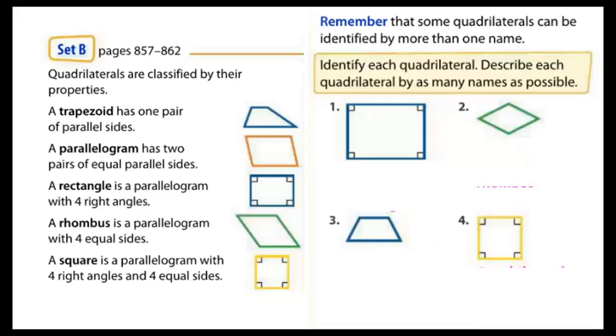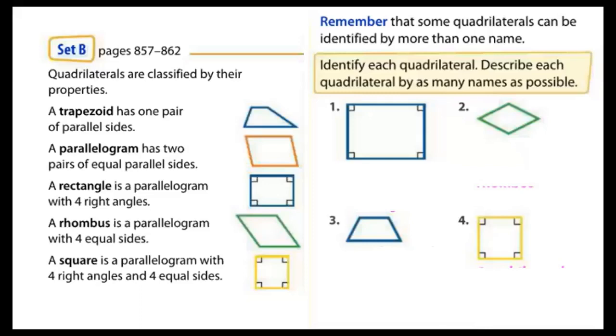Okay. Let's remember that some quadrilaterals can be identified by more than one name. According to what? According to the given properties in front of you, you can determine the name of the polygon. So I can give more than one name for just one shape, according to the given properties that I saved and memorized.